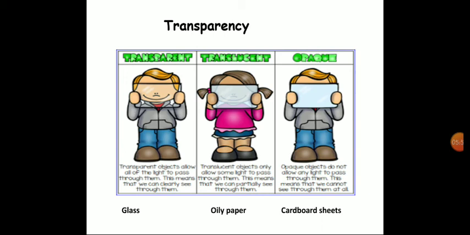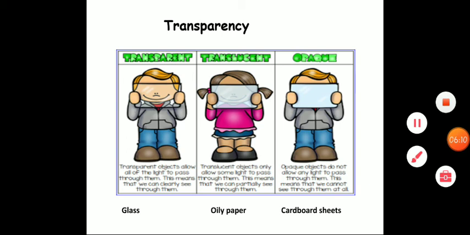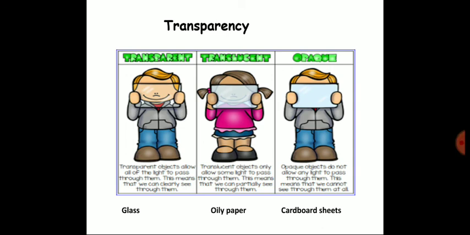So I'll give you the definition, children. Translucent objects allow only some light to pass through them. This means that we can only partially see through them. So we cannot see the exact object, we can see only partially. So an example for transparent is glass, translucent is oily paper, opaque is cardboard sheet. If you know some other items, you can also give examples. Thank you, children.